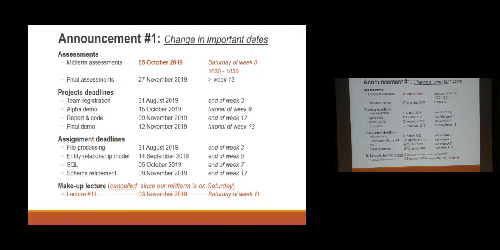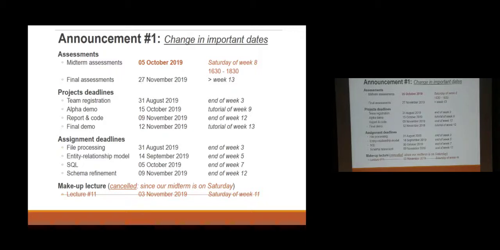The good news is that because our midterm is already on a Saturday, I'm going to cancel our makeup lecture because we have 2 public holidays on Monday. The second public holiday is Deepavali, which is on week 11. So I'm going to cancel that. The rest of the schedule is still the same.